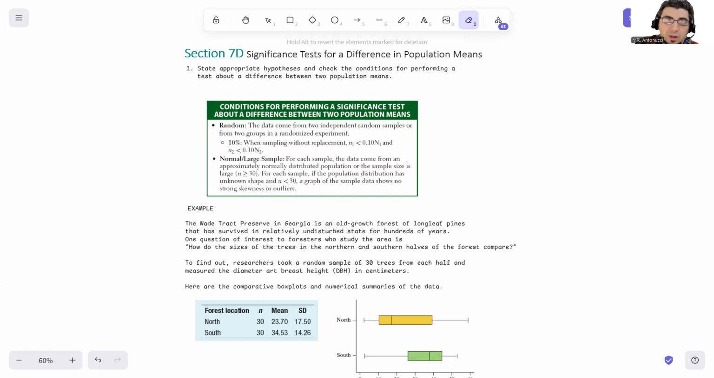If both of those are not true, then for each sample, if the population distribution is unknown and your sample size is less than 30, then you graph the data and just confirm it shows no strong skewness or outliers.